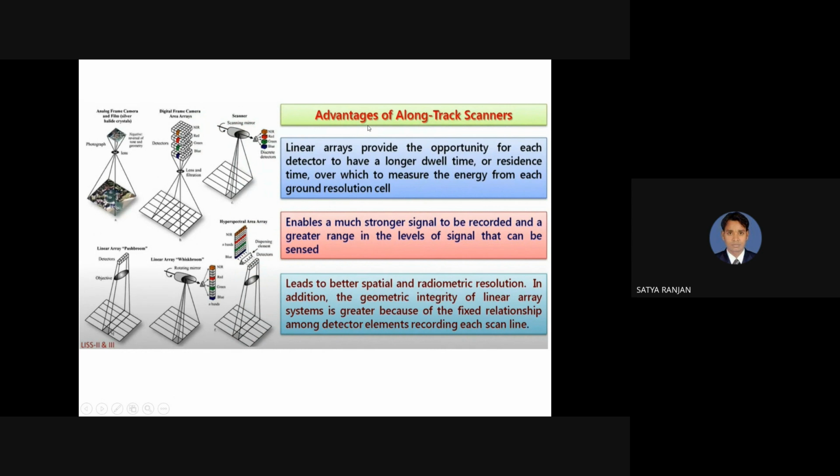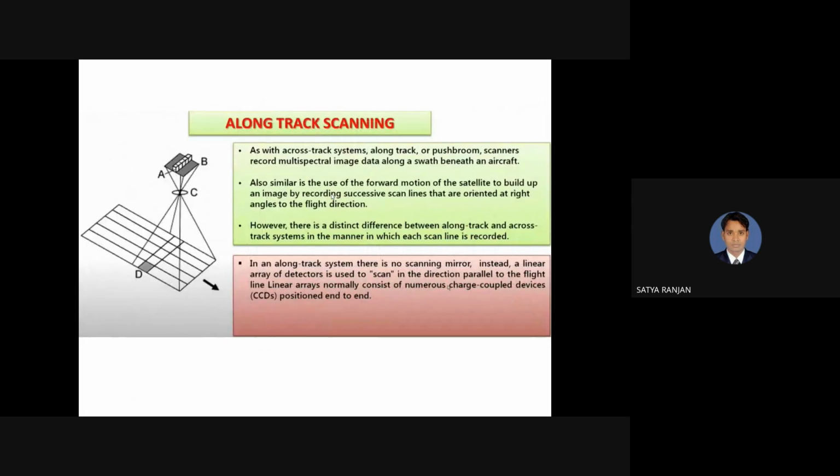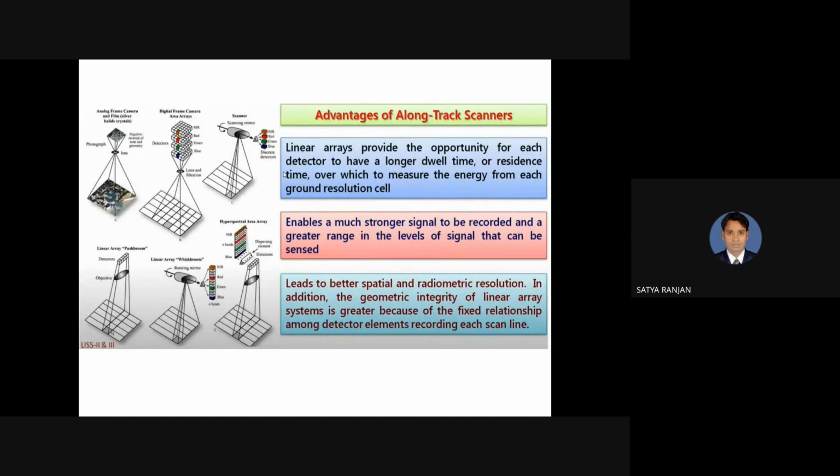The advantages of along track scanning: a linear array gives each detector the opportunity to have a longer dwell time or residence time, measuring the energy from its ground resolution cells, and also enables a much stronger signal to be recorded and a greater range in the level of signal, which leads to better spatial and radiometric resolutions. So these are some advantages, and you can just go through them. Along track, across track, and their advantages are all important for the theory exam.